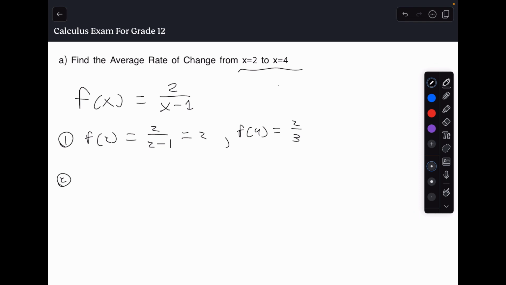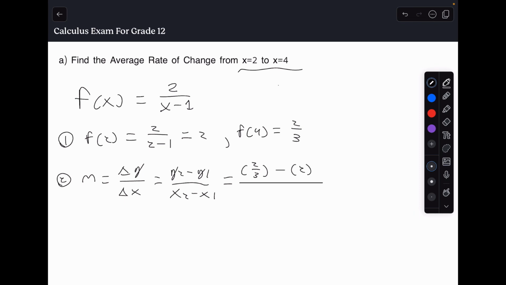To actually calculate it, we just simply calculate the slope as you would do in grade 9. So m is equal to the change in y values, or the rise, over the change in x values, or the run, which is y2 minus y1 divided by x2 minus x1. What's y2? That's 2 over 3. What's y1? We just calculate that as 2. And x2 minus x1, that's just 4 minus 2.